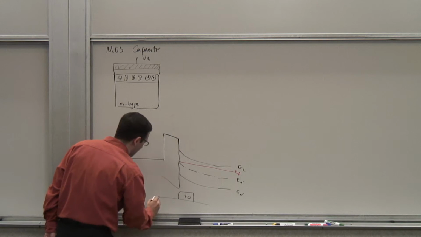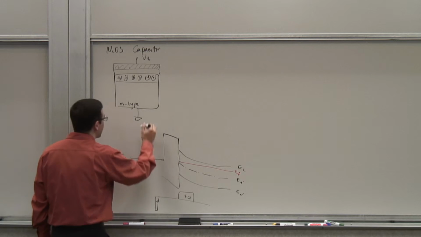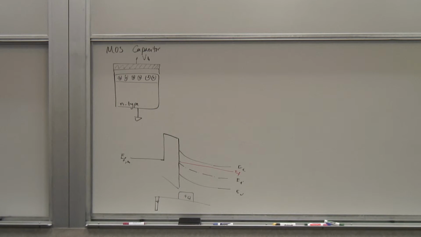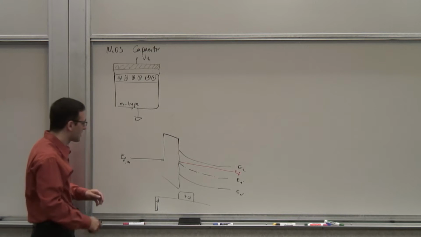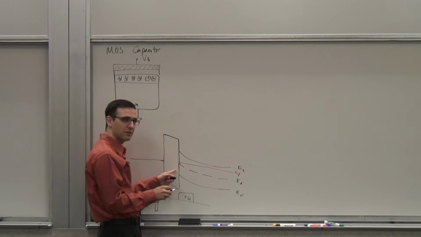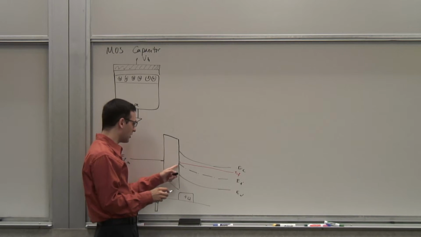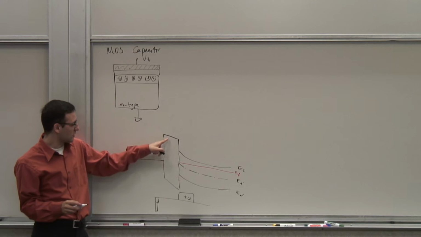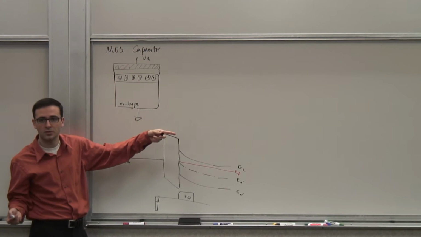Of course, the charge is balanced by a negative charge at the surface of the conductor on the other side. If you look at this picture, you will see that there will be some potential drop across this depletion region, and then some additional potential drop across the oxide, because there's electric field across the oxide, so there will be potential drop there.